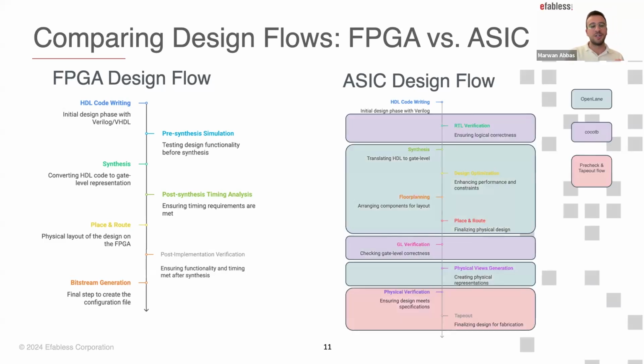But not to worry, eFabless provides open source tools used in ASIC development, including OpenLane that goes from RTL to the physical views, CocoTB for verification, and pre-check and tape out that run automatically once you submit your design to our platform for final design validation before fabrication. And all of these tools are actually open source and free to use. So you don't need any license or anything to use those tools.